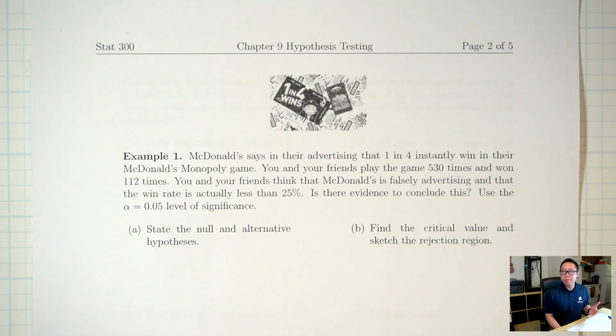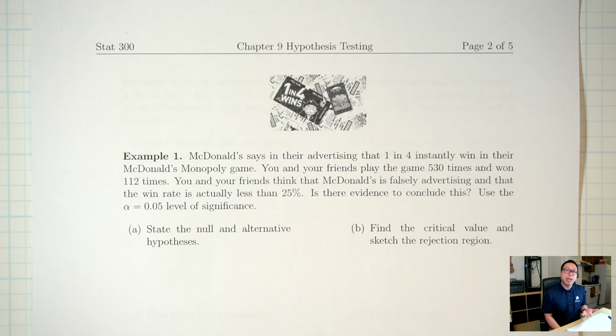What happens in court? I'll tell you exactly what happens in court. McDonald's is going to say, look, 25% is the theoretical win rate. Just like when you flip a coin 10 times, in theory, you should have half heads, half tails. So in theory, you should have 5 heads and 5 tails. But in reality, when you flip a coin 10 times, are you always going to get 5 heads and 5 tails? No, right? When you flip a coin 10 times, sometimes you get more than 5, sometimes you get less than 5 heads. Same thing here, 25% is the theoretical win rate.